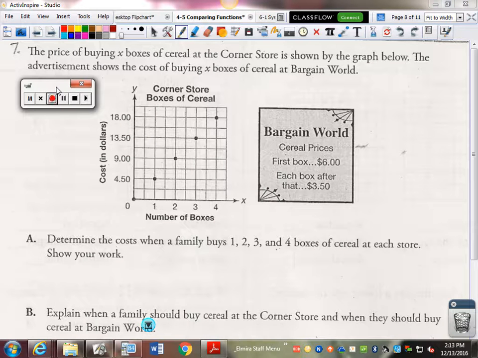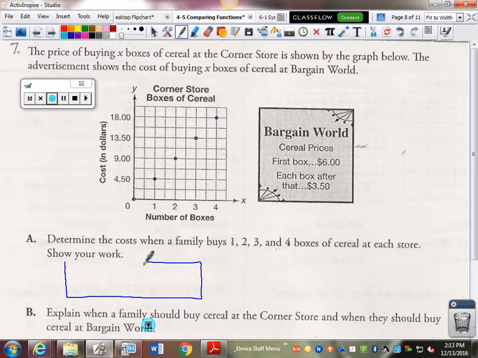Okay, I want to do this question and then we're going to end it. We've got corner store boxes of cereal, and Bargain World cereal prices. So two different stores are selling their cereal a little bit differently. And it says, part A, determine the cost when a family buys 1, 2, 3, and 4 boxes of cereal and show your work. So we're going to make a couple of charts here. And in class I did these as vertical charts, but I just decided it's probably easier if I did horizontal ones. They fit better.